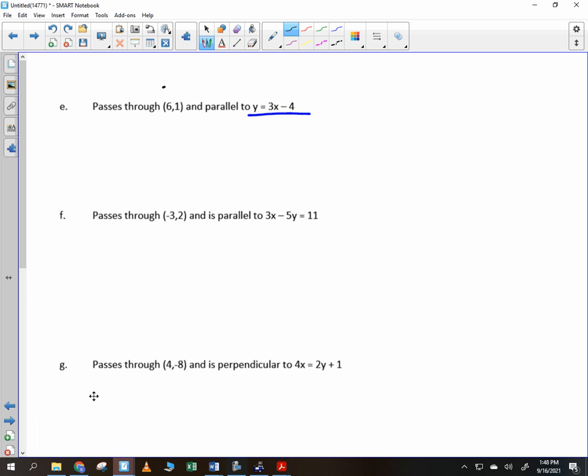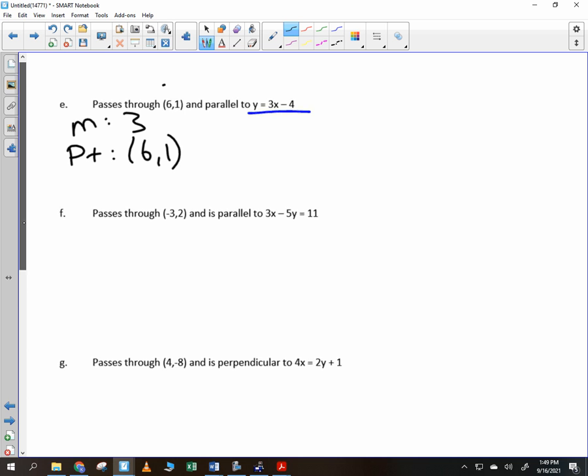So, every time, slope and a point that it passes through. It passes through 6, 1, and it's parallel to y equals 3x minus 4. Has to have the same slope. The point is 6, 1, and if it has the same slope, what is the slope going to be? 3. Once we have that, would you know what to do with it?